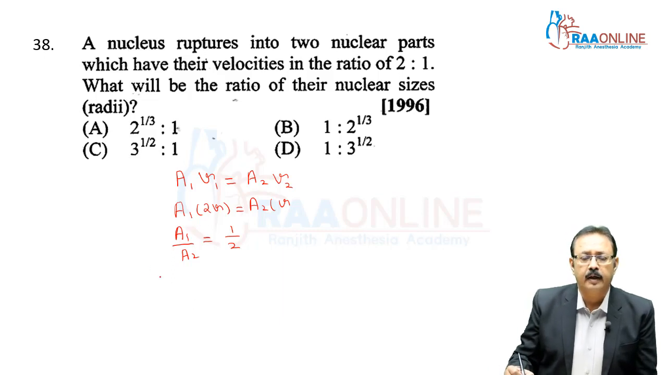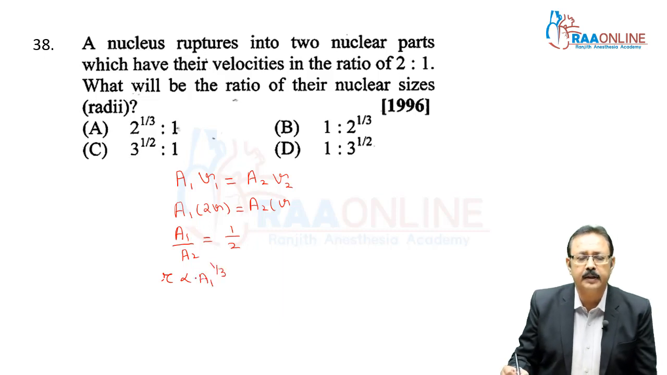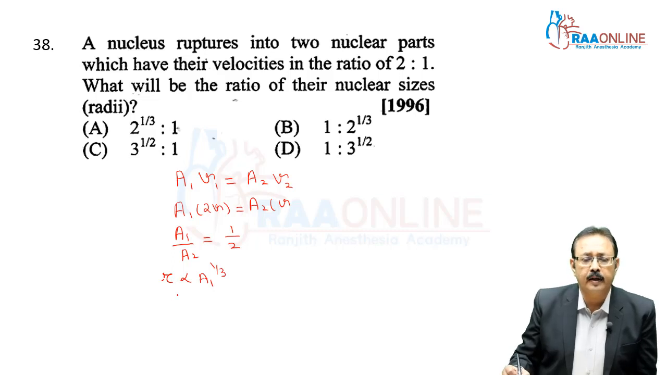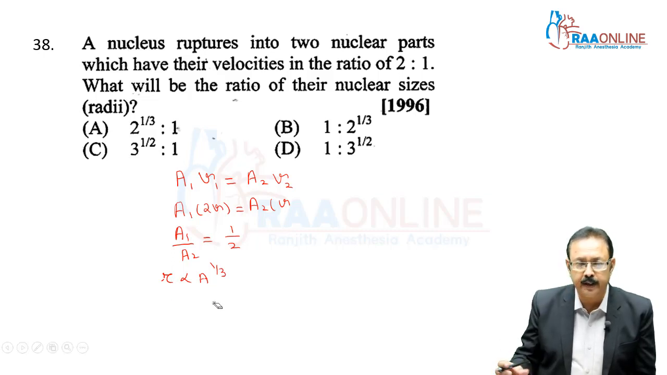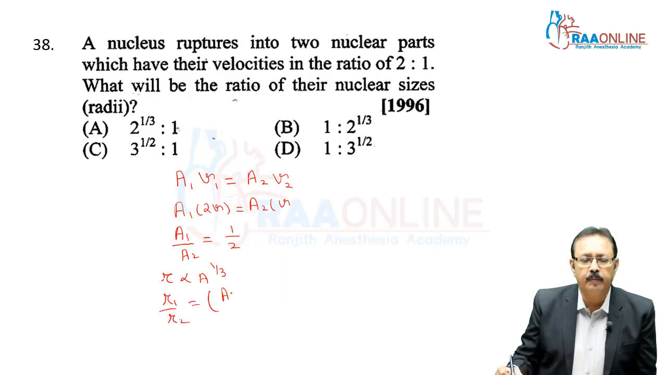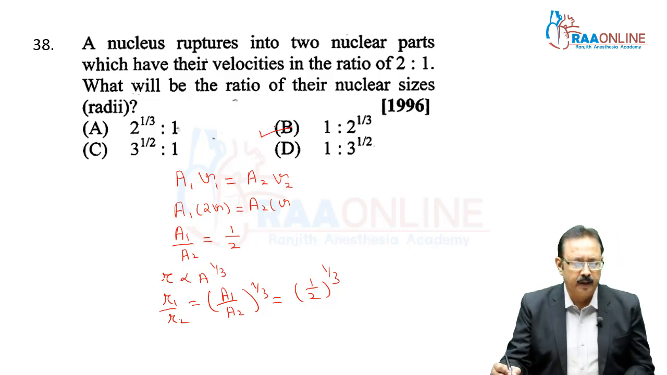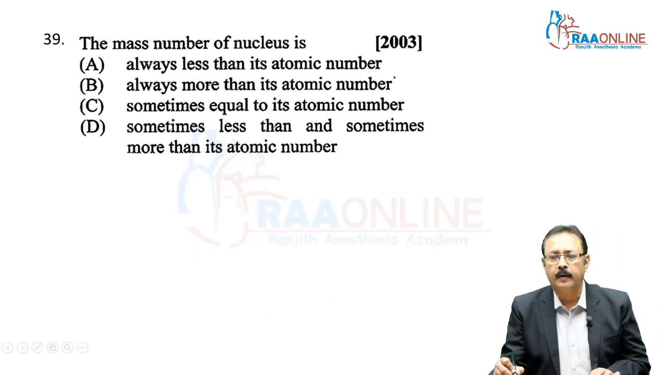But here A1 by A2 is needed for the radius ratio. We know that radius is directly proportional to the 1/3 power of the mass number. So from this relation we can say R1 upon R2 should be equal to A1 upon A2 raised to the power 1 by 3. A1 upon A2 is 1 by 2, so we will go with the option (1 by 2) raised to the power 1 by 3, which is option B. For 38, we are getting option B.